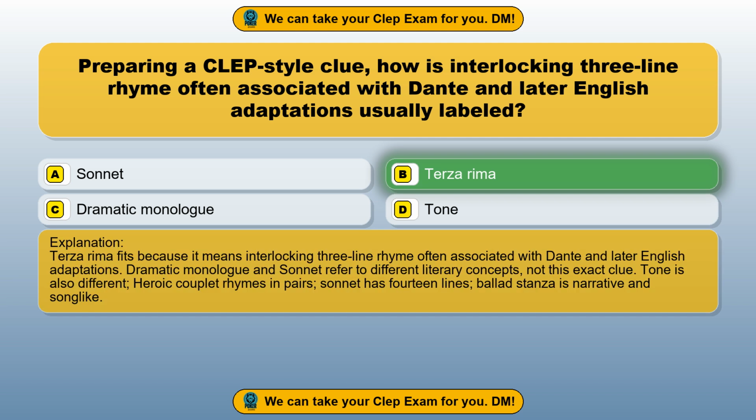Terza rima fits because it means interlocking three-line rhyme often associated with Dante and later English adaptations. Dramatic monologue and sonnet refer to different literary concepts, not this exact clue. Tone is also different, heroic couplet rhymes in pairs, sonnet has 14 lines, ballad stanza is narrative and song-like.